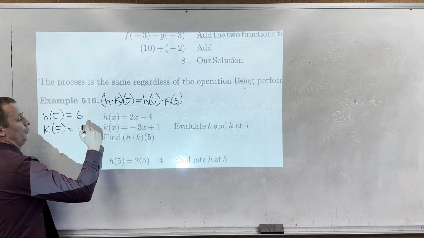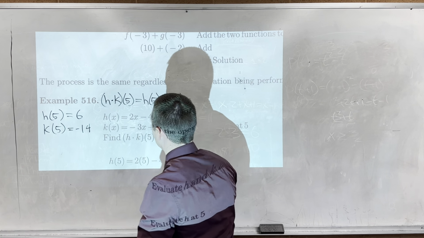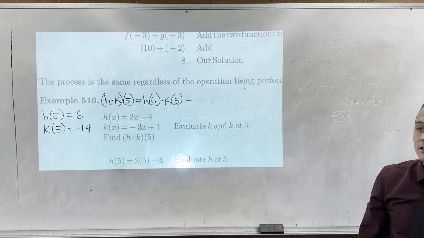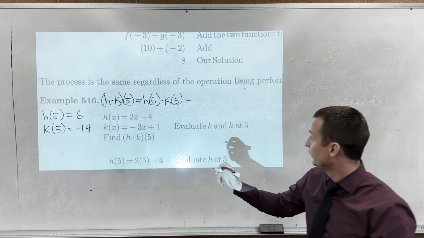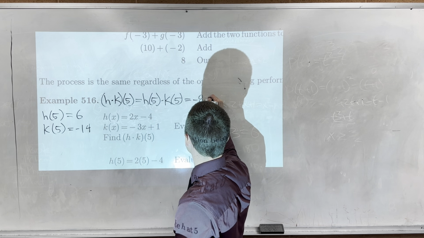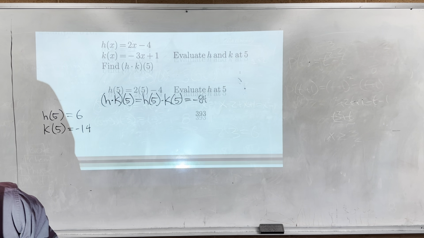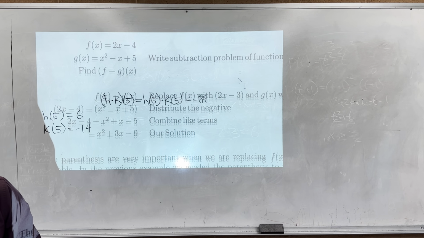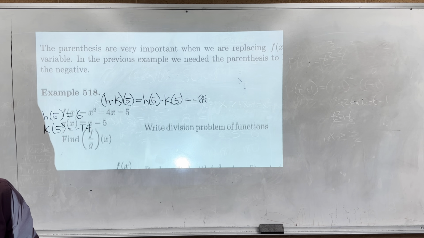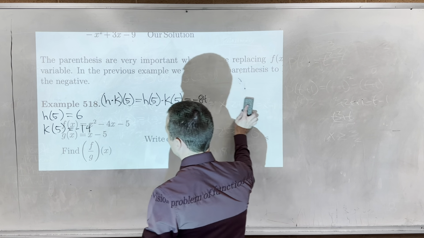Okay, so now what are we doing? We're looking for the product of those two numbers. So we're looking for 6 times negative 14. What is that? Negative 84. Good. All right, let's see if that's what he got. Negative 84. Okay, it worked. Taking the difference, same process. Taking the quotient. We'll take the quotient really quick.